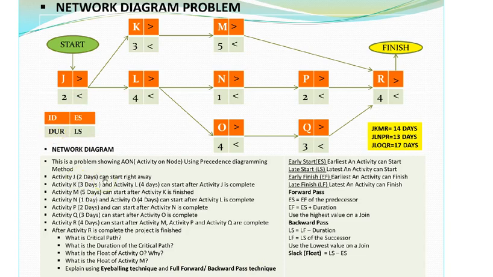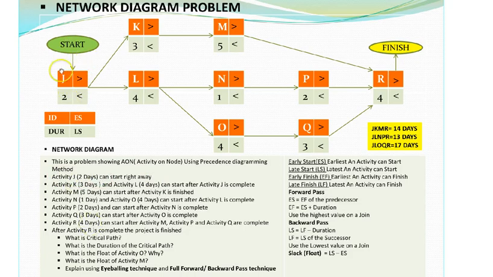So the way you will start is they are giving you activity J can start right away. So you start with something where to start. You know, this is my start. I'm starting right here. And I know activity J can start right away. It doesn't have any dependencies. It doesn't need to start after a certain activity. So this is where my drawing starts.